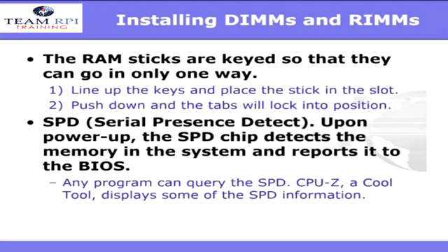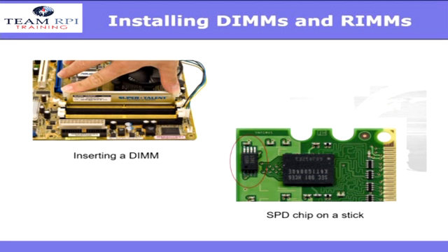The good part is, RAM sticks are keyed so that they can only go in the machine one way. All you have to do is line up the keys and place the stick in the slot. Push down rather firmly and you'll hear a snap. And you're done. The SPD, or serial presence detect, once you power the PC back up, will detect that there's new or updated RAM in the system, and then the BIOS kind of just takes it from there. Here you see how to install a DIMM stick in a computer.